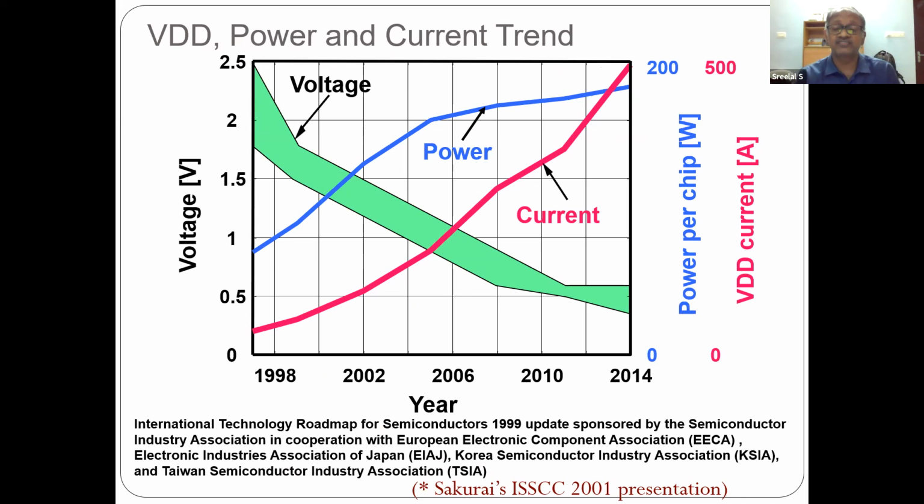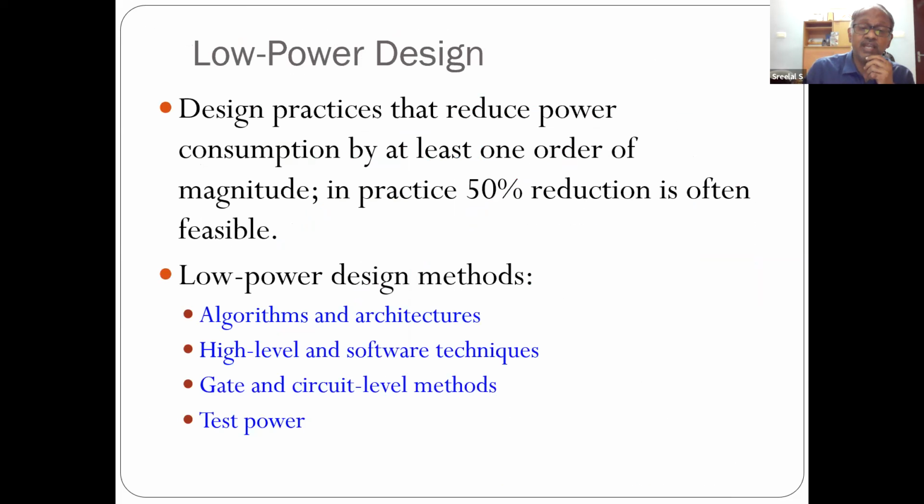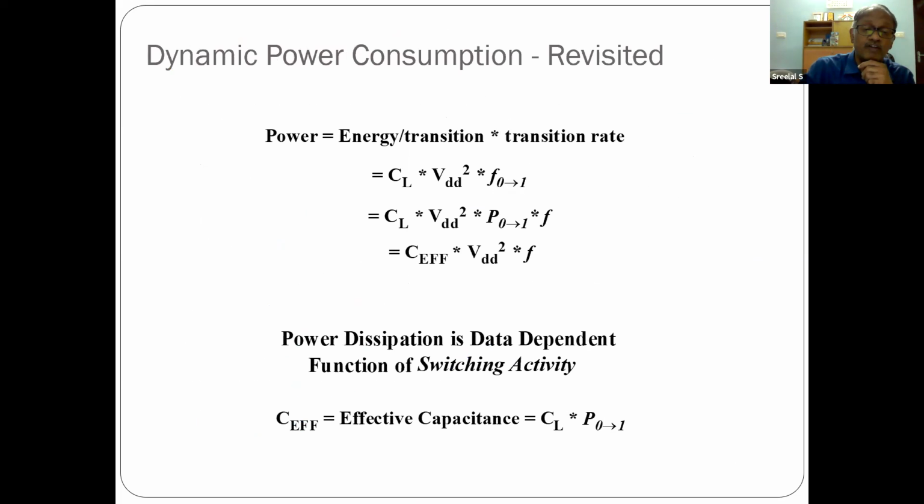But at the same time, the currents have kept on increasing, and therefore the power per chip in watts, which is shown by the blue line, is also on an increasing trend. So this is another graphic which shows the need for reduction in power consumption. So design practices that reduce power consumption by at least one order of magnitude are very desirable. Now, these low power design methods can be tackled, as we have seen, by algorithms and architectures, high level and software techniques, gate and circuit level methods, and by testing for power.